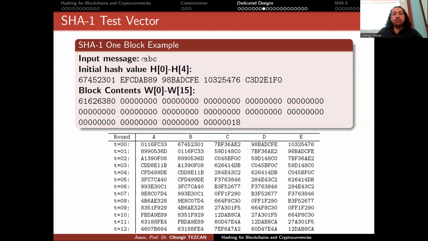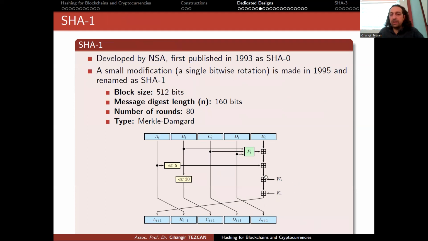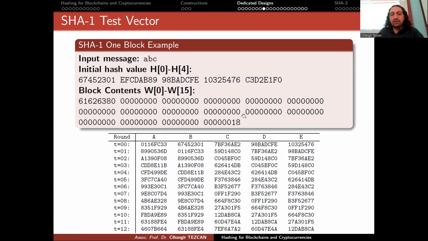Okay, so our input message in this case is written not in hexadecimal but as a text value. These are the characters ABC. So on your keyboard, create a text file, put ABC inside, then calculate the hash of it using SHA1. The output will be the one I showed in this slide. The initial hash value is actually the IV here. The block contents that you are going to feed in as the Wi are written here.